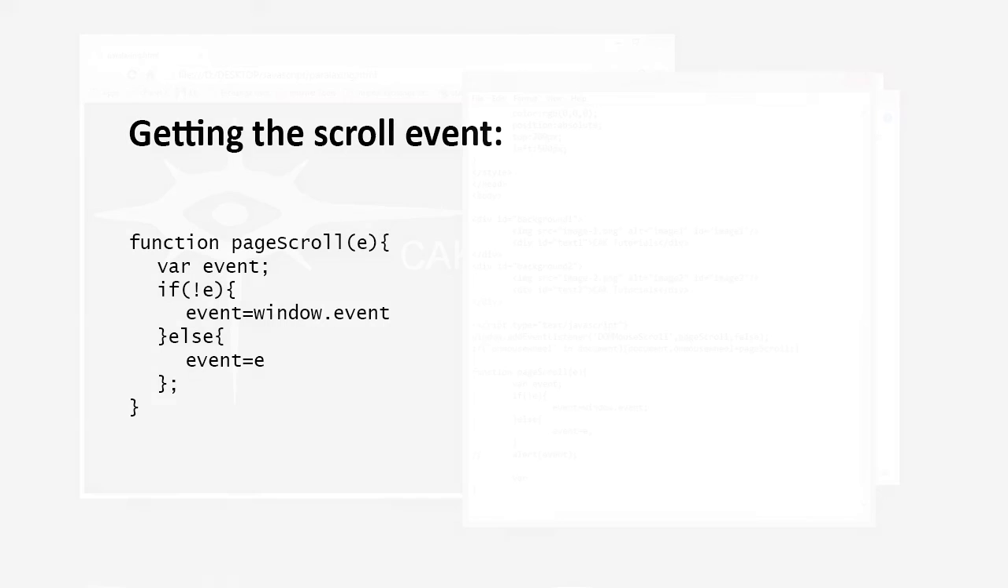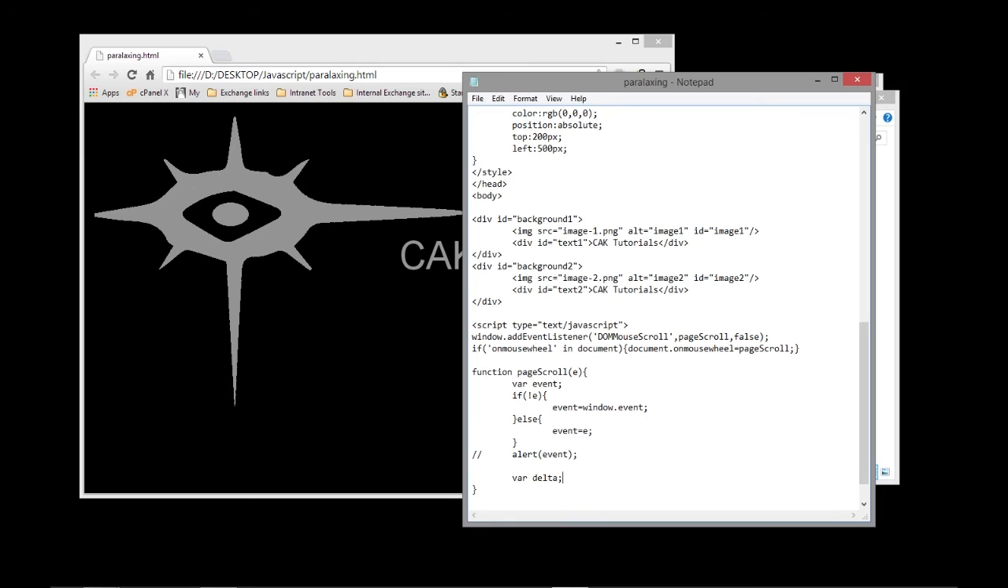I'm going to declare another variable called delta. And we basically need to get which direction we're moving in. So we're able to get the wheel event. There's two possible ways of doing this. So again, to make this cross-browser compatible, I'm going to do an if statement, and I'm going to check if event.wheelDelta exists. Now if this exists, our delta variable will equal event.wheelDelta.